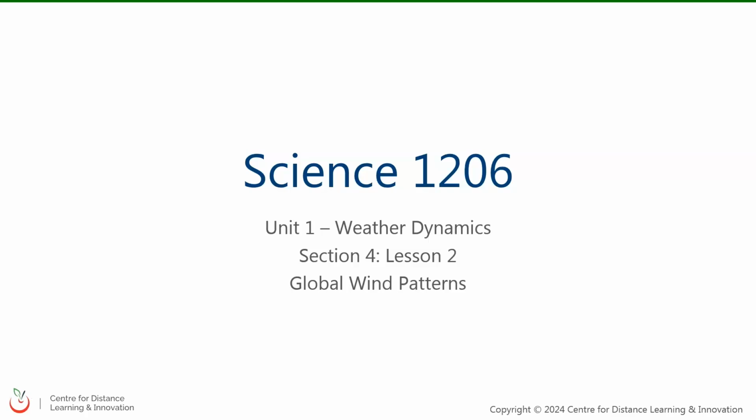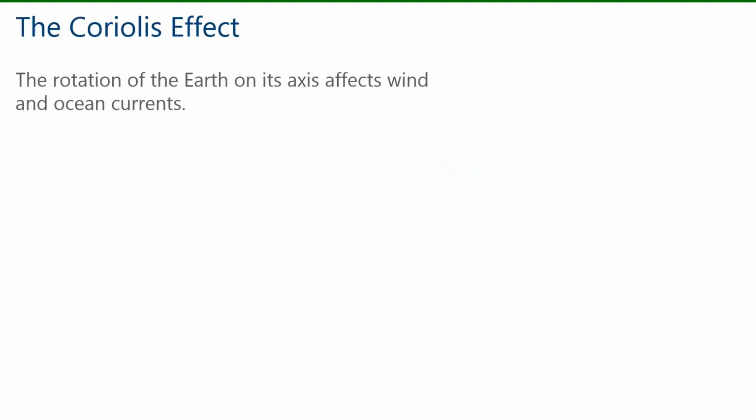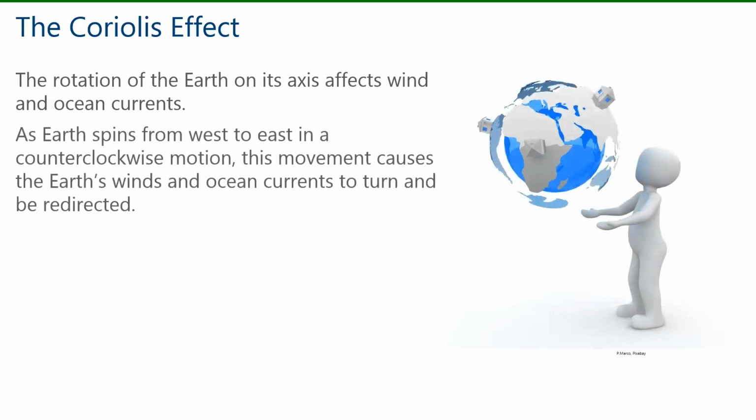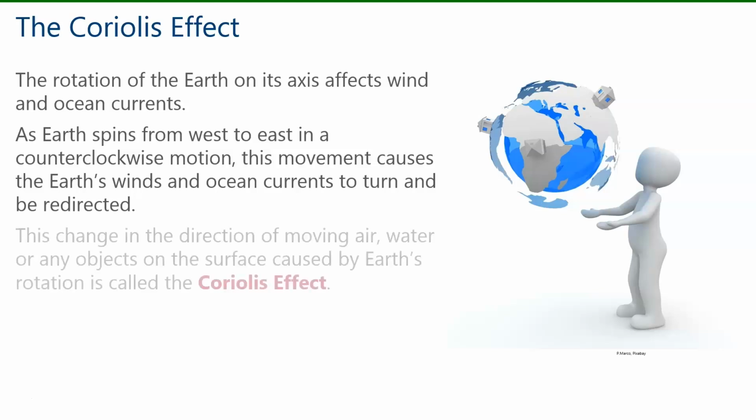Let's begin. The rotation of the Earth on its axis affects wind and ocean currents. As Earth spins from west to east in a counterclockwise motion, this movement causes the Earth's winds and ocean currents to turn and be redirected. This change in the direction of moving air, water, or any objects on the surface caused by Earth's rotation is called the Coriolis effect.